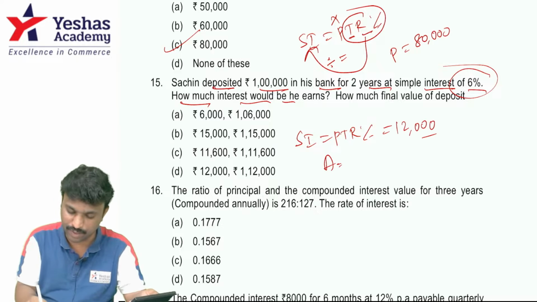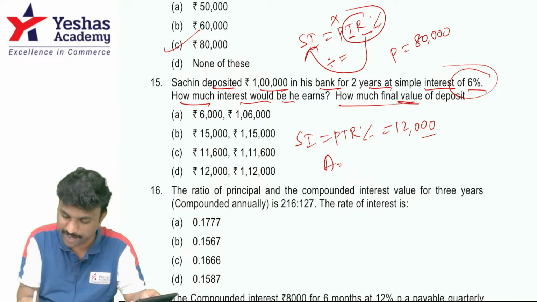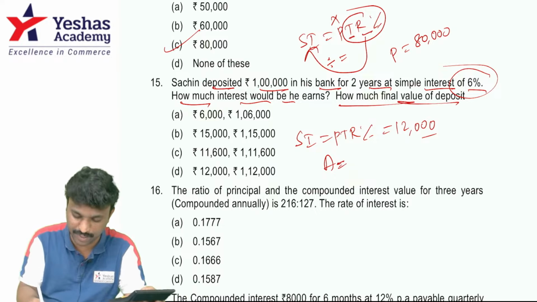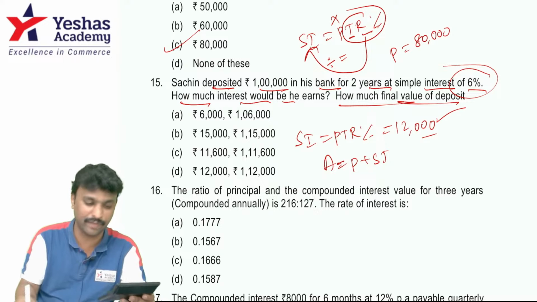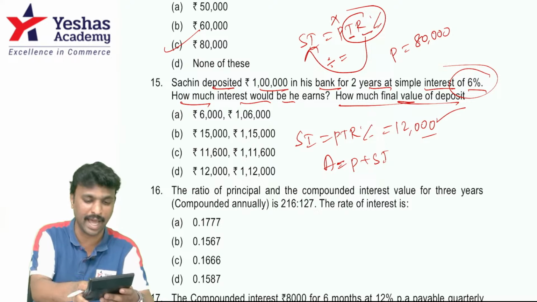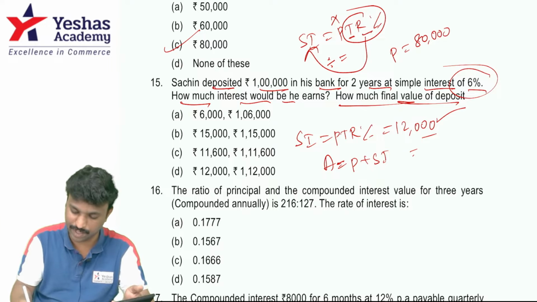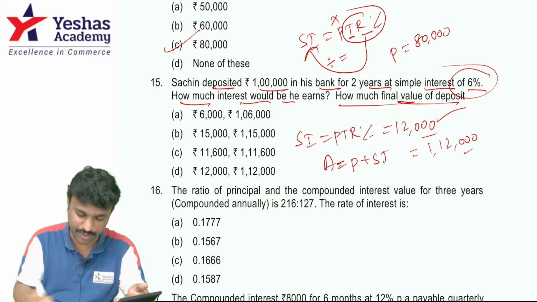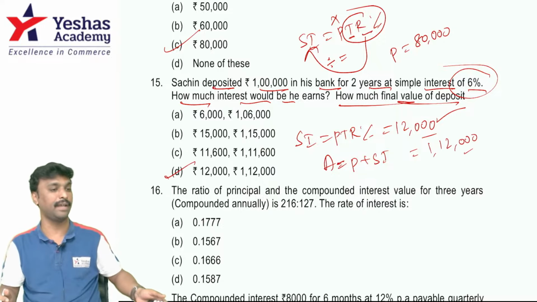Now what is the amount? They also asked us the final value of the deposit. That means amount, it's P plus SI. Whatever SI we have got, add P to it, plus 1 lakh. That fetches us 1 lakh 12,000. So option D is the right answer.